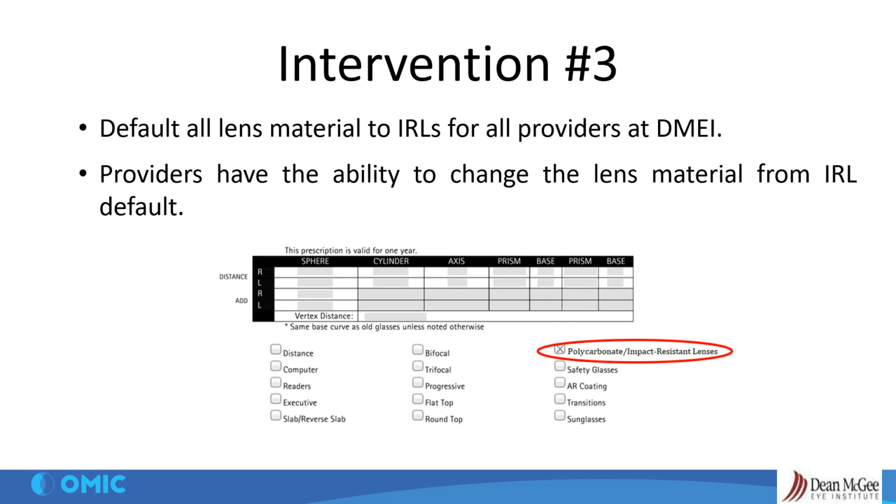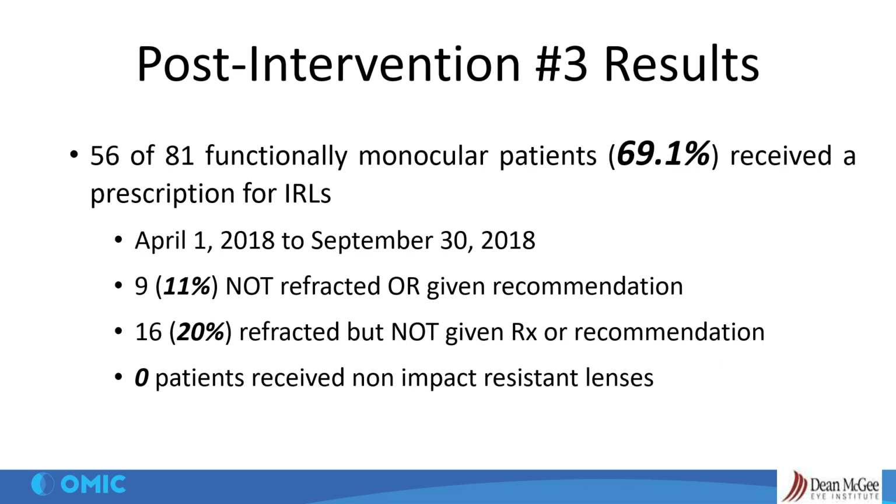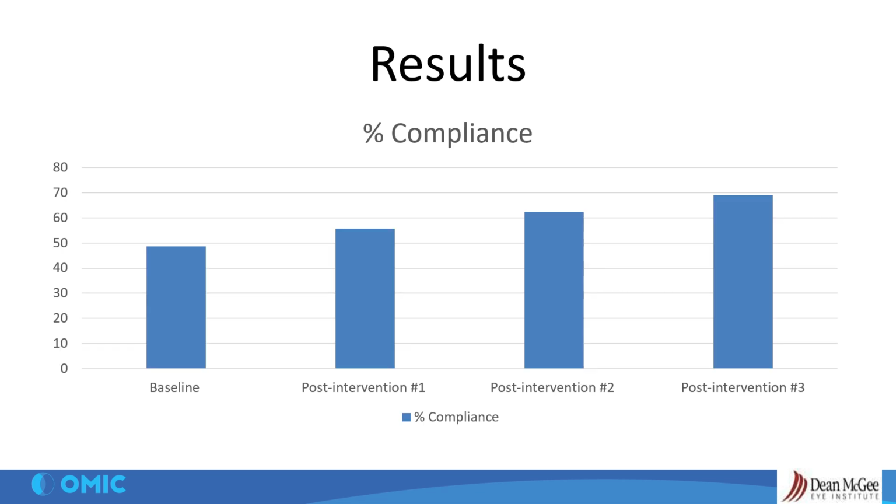At this point, we decided to default all prescriptions to polycarbonate, again preserving the ability for providers to uncheck this at their discretion. After the universal default was employed, we found out that 69% of functionally monocular patients got a prescription for safety glasses. Of the remaining 31%, either they weren't refracted or given glasses at all. So every patient who was functionally monocular that got a prescription had a prescription for impact-resistant lenses.